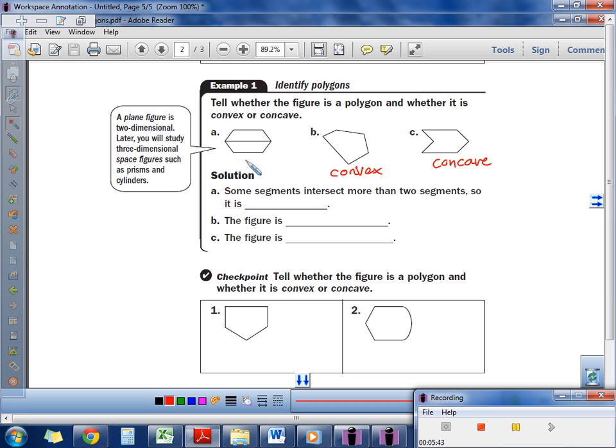And A, remember I emphasized the word a closed figure, a single closed figure. Is it a single closed figure? No, it's more than one. So this one is neither. It is neither convex nor concave because it's actually multiple convex figures. So that's kind of a trick question.